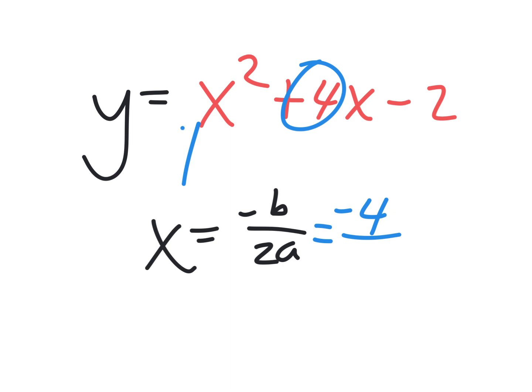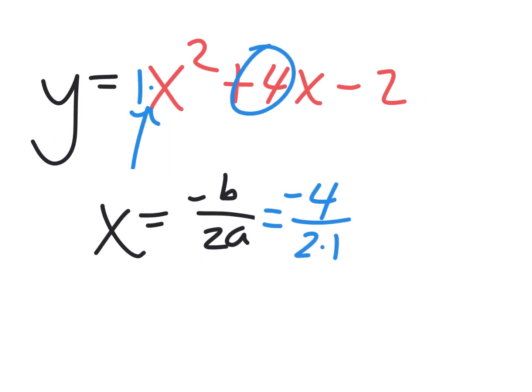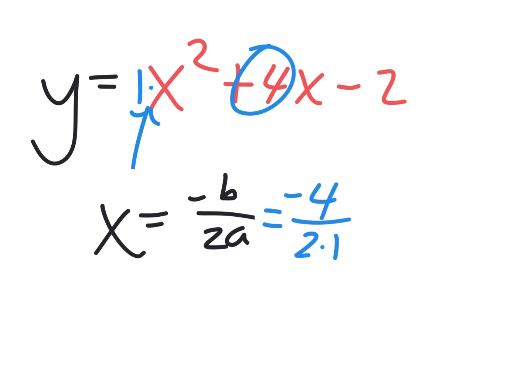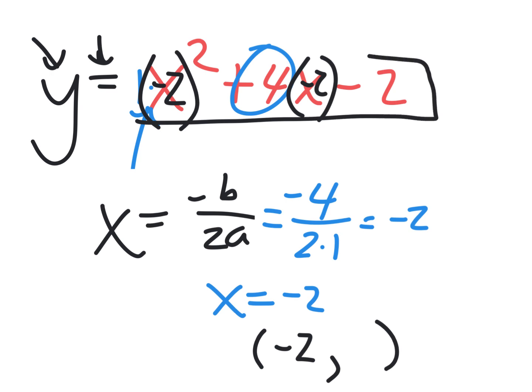Over 2a, well, there's no number there, but there's a 1 there. So then this is 2 times 1, which is really 2. So then this is negative 4 over 2, which is negative 2. X equals negative 2 is the axis of symmetry. If they needed it, I'm already done with it. But if I want the vertex, I know that it's negative 2 comma something. And I'm not sure what the y is, so I go stick it here. I know x is negative 2. We got an equation that says y equals, so that'll tell you what y equals. You just got to stick negative 2 in there.